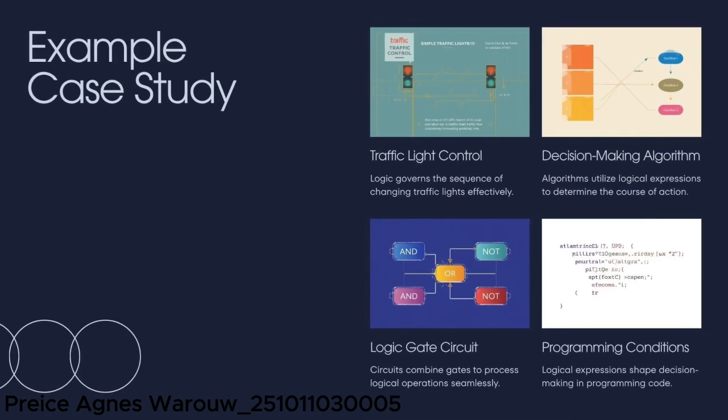Let's look at a simple case study, traffic light control. In this system, logic effectively regulates the sequence of light changes. The decision-making algorithm within it uses logical expressions to determine what actions to take. Within the hardware, there are logic gate circuits that combine gates to process these operations. And within the software, these programming conditions form the decision-making logic within the code.